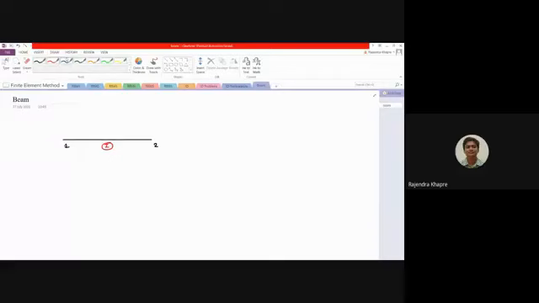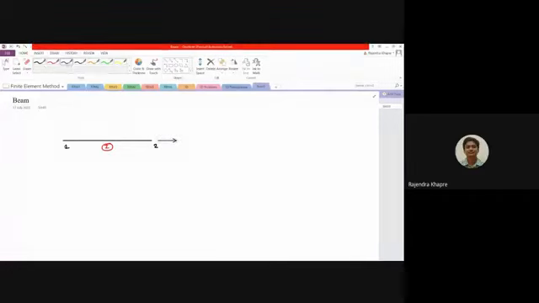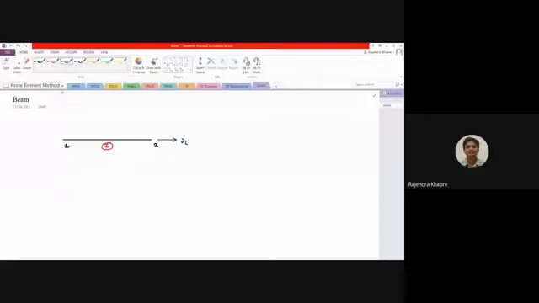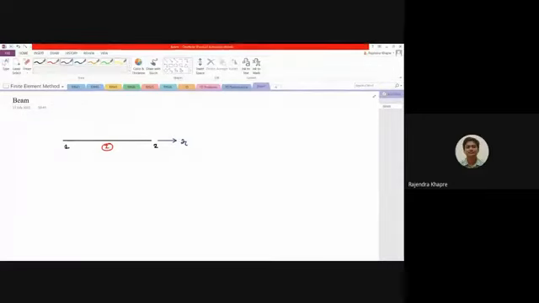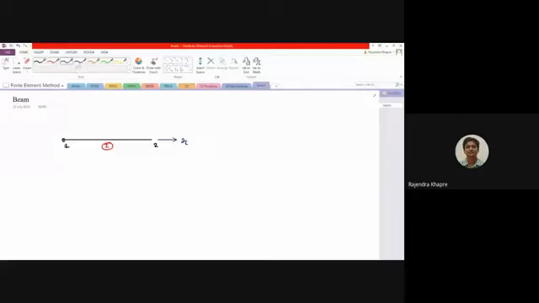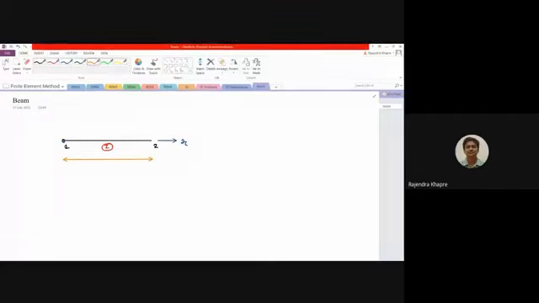As far as the axis is concerned, let us assume this is your x-axis, and the origin of this axis is over here. So this will be the length of the member, and let us call the length of the member L.